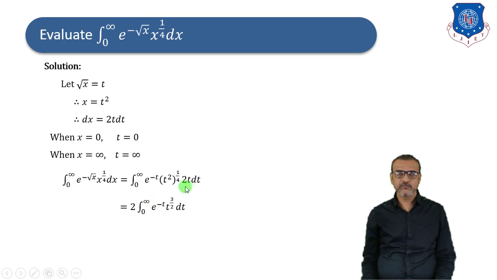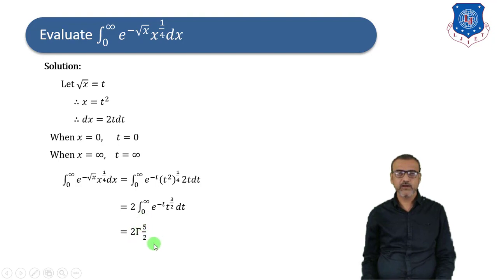So this equals, this 2 will be as it is, integration from 0 to infinity e raised to minus t. Now multiplying 2 by 1 by 4, it will become t raised to 1 by 2, and t raised to 1 by 2 multiplied by t raised to 1 will become t raised to 3 by 2 dt. Now we will write t raised to 3 by 2 as t raised to 5 by 2 minus 1. By doing so, this integration will become gamma 5 by 2 and this 2 will be as it is.